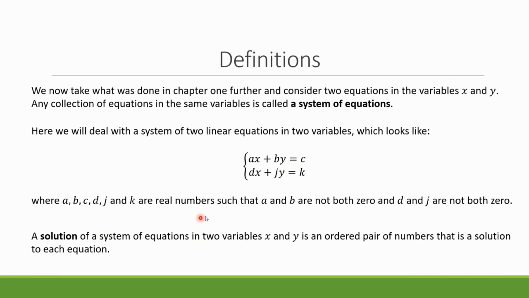Okay, third time's the charm. A solution of a system of equations in 2 variables, in the variables x and y, is just an ordered pair that's a solution to each equation. So you have to be a solution to each equation in the system. That's really what I'm trying to say, and I finally said it. That's what has to happen.